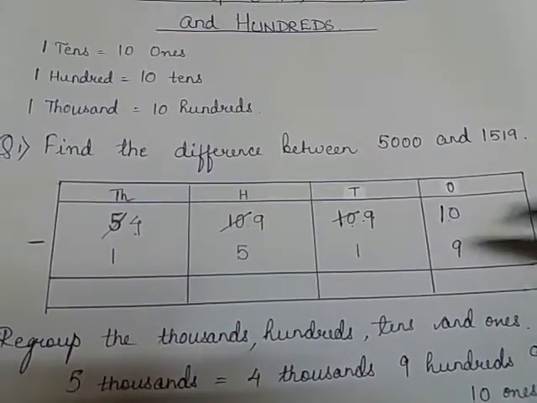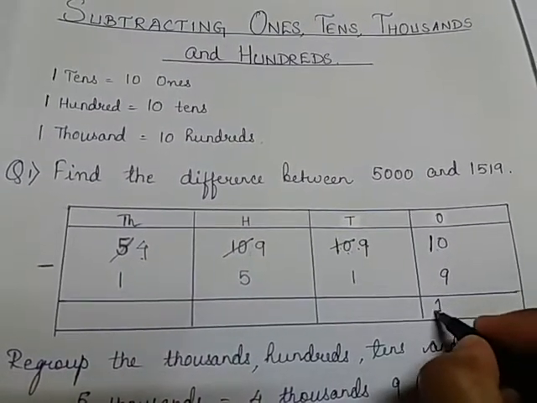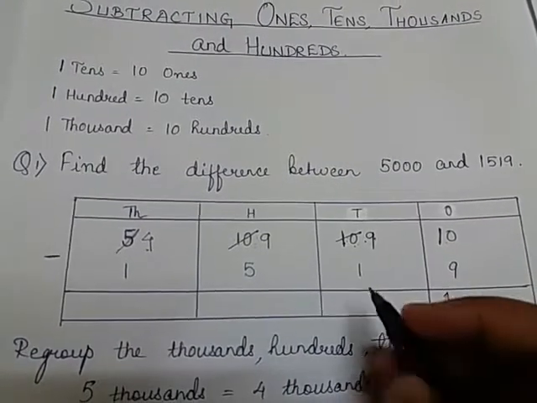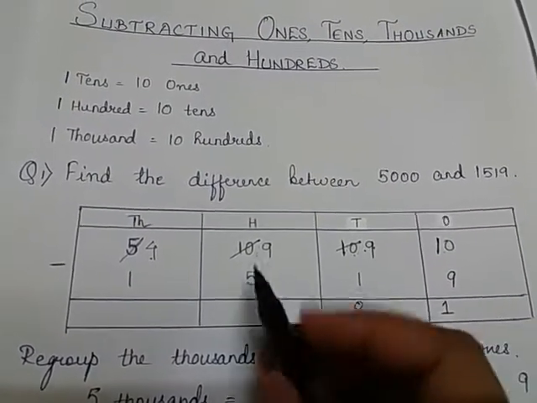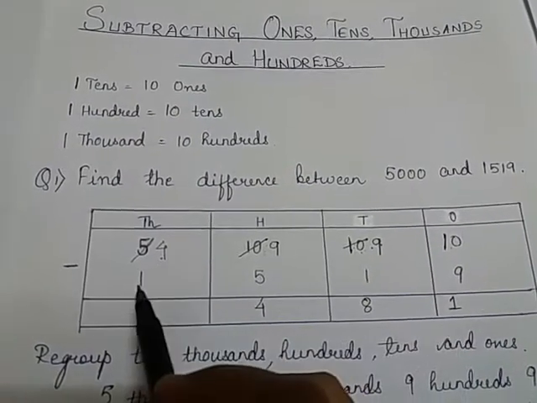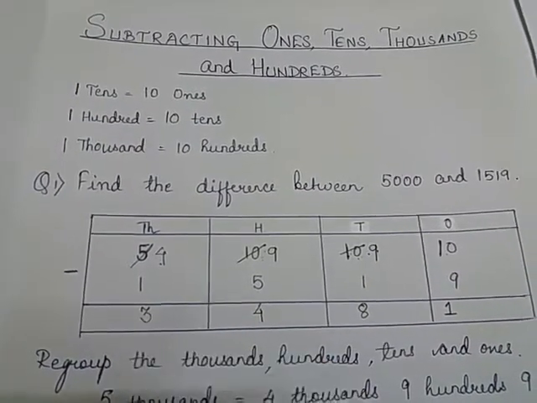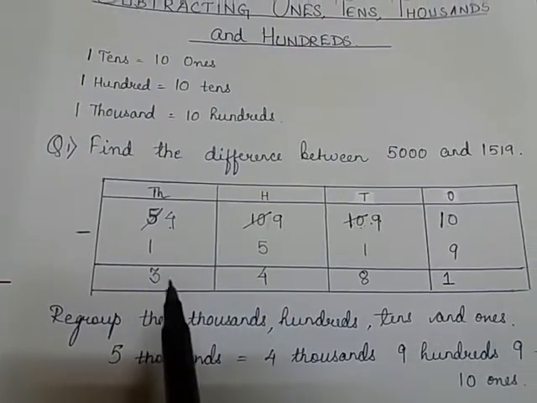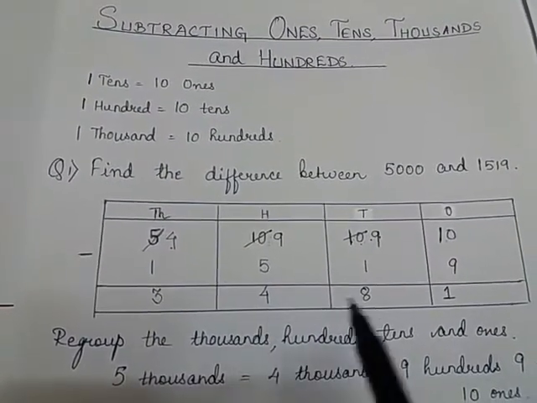10 minus 9 is 1. 9 minus 1 is 8. 9 minus 5 is 4, and 4 minus 1 is 3. So the answer that we are getting is 3481.